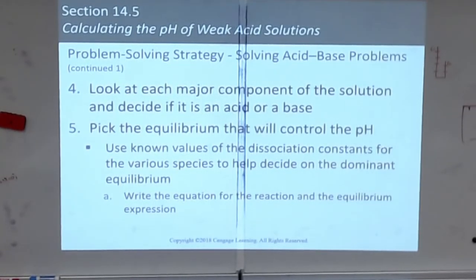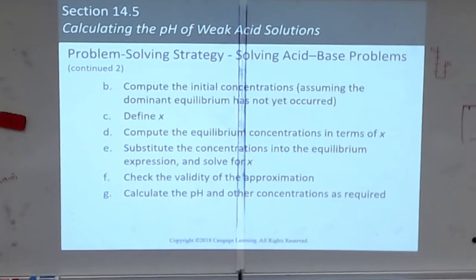Use the equilibrium that will control the pH. Write that equilibrium down. We're going to compute initial concentrations. We'll figure out X. Okay? We'll check the validity of approximations. We really won't. We'll calculate the pH and other concentrations as required.